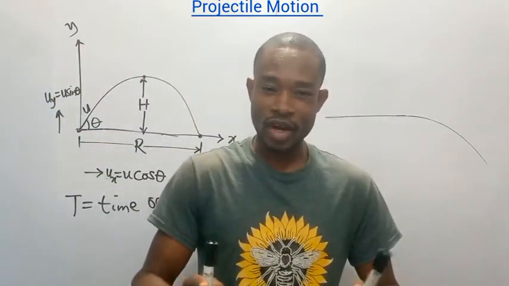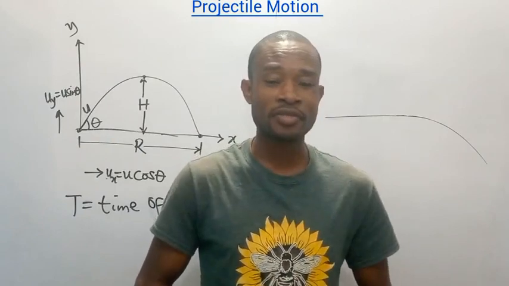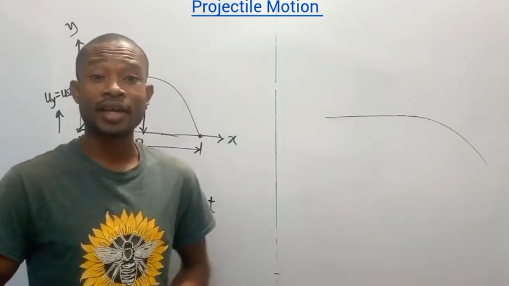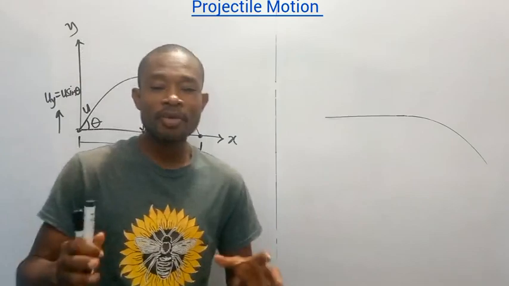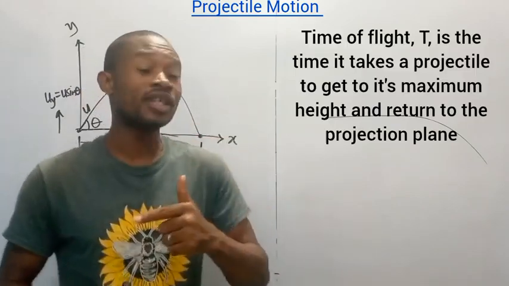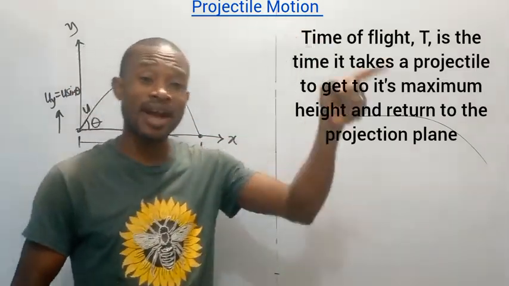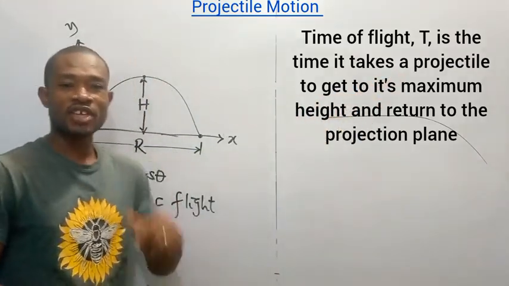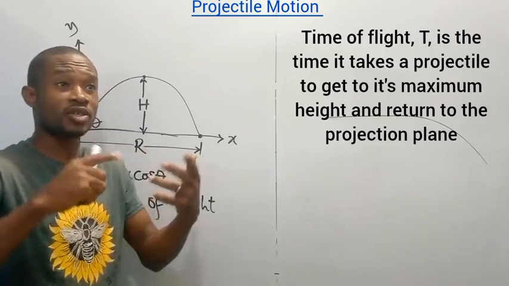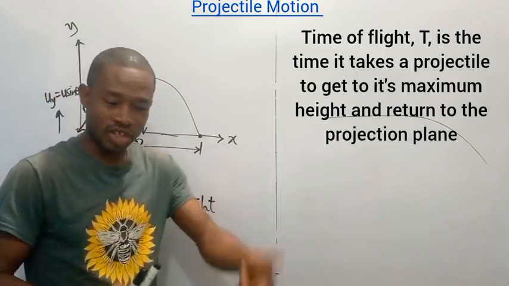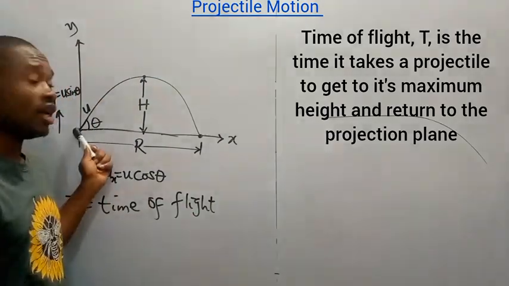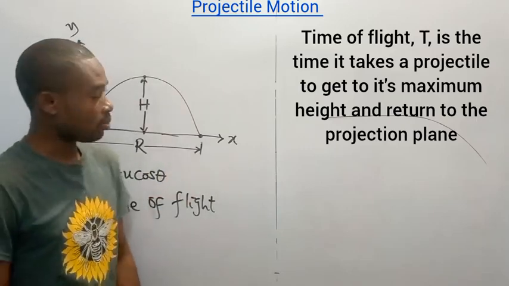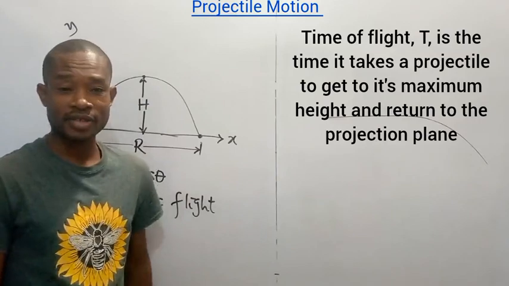Now we are going to define them one after the other. I will start first with the time of flight. What is the time of flight of a projectile? The time of flight of a projectile is the time it takes the projectile to get to the maximum height and then return to the projection plane. That's the definition. You release the projectile, it gets to its maximum height and then return back to the projection plane. That time is called the time of flight.